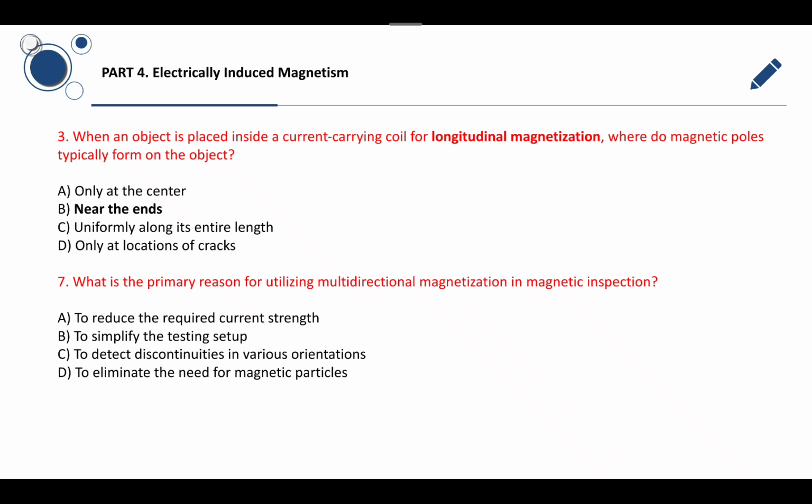I hope you all now have a solid understanding of how magnetic fields are actually created in a test object using electricity, and the different types of fields we can generate, that means longitudinal and circular magnetic fields. You also know why multidirectional magnetization is so important for comprehensive inspection.